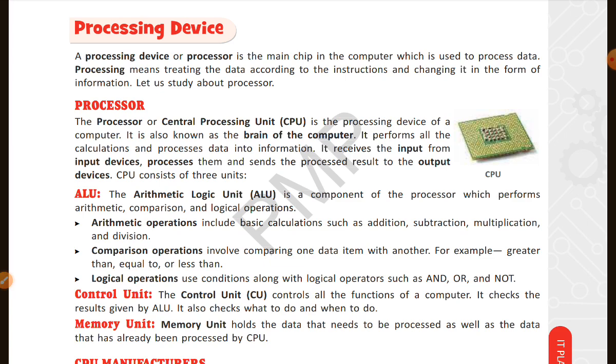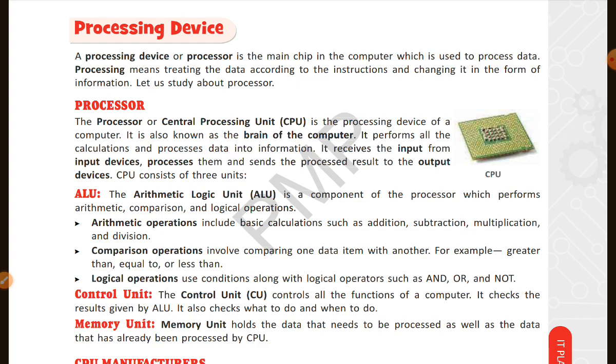The processor or central processing unit, CPU, is the processing device of a computer. CPU is the processing device or the brain of the computer. It is also known as the brain of the computer. It performs all the calculations and processes data into information. It receives the input from the input device, processes it and sends the processed data to the output device.